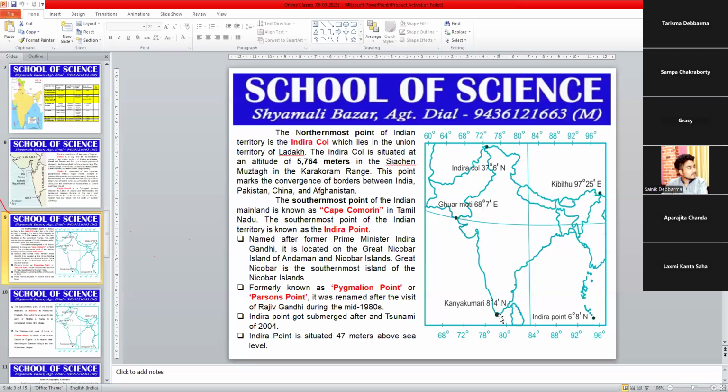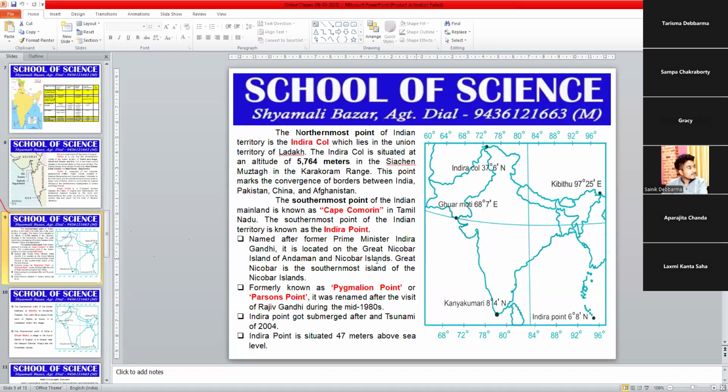Now, see this point, that is called Cape Comorin. This point, extreme south, is called Cape Comorin. The southernmost point of the Indian mainland is known as Cape Comorin in Tamil Nadu. The southernmost point of the Indian territory is known as Indira Point. Now, as I said before, if they ask about the mainland, then it is Cape Comorin. And if they ask which is the extreme southernmost point in the Indian territory, then it should be Indira Point.